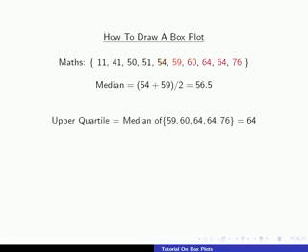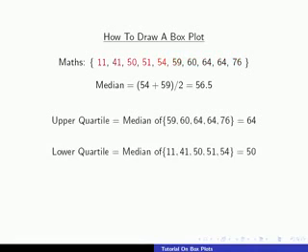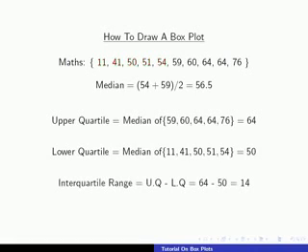We find this by taking all the values greater than or equal to our median and finding the median of these. We can see our upper quartile is 64, and this is where the top line of our box will be drawn from. Our lower quartile is the median of all the values less than or equal to our median, and this works out as 50. So now we know the bottom line of our box will be located at 50 on the y-axis. From this we can find our interquartile range, which is just our upper quartile minus our lower quartile to give an answer of 14.